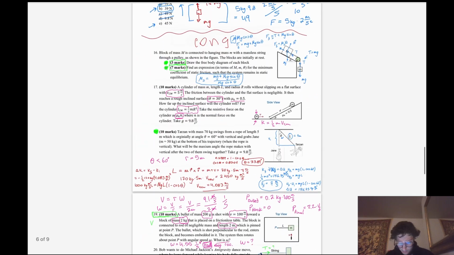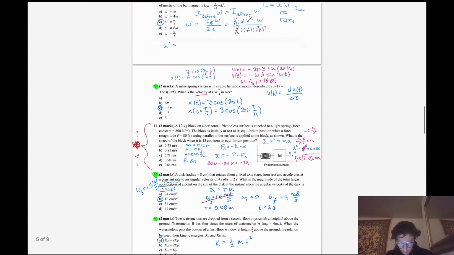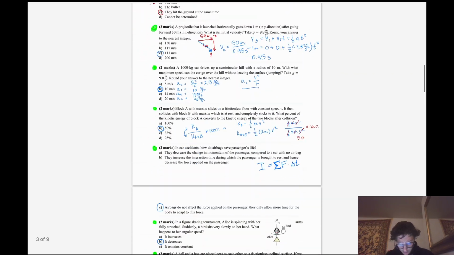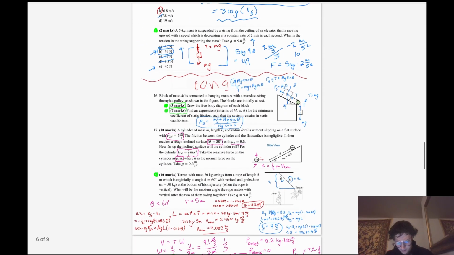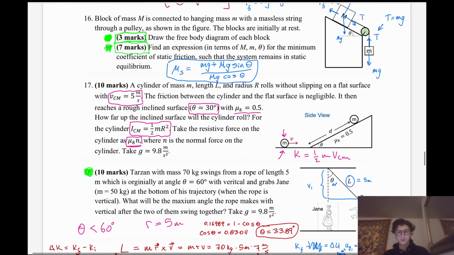So that leaves us with the Michael Jackson, the ball, and this bastard spring problem, bro. I don't like this one. Alright, let's take a look at this. How are we doing on time? 2 hours, 3 minutes. A cylinder of mass m, length L, radius r rolls without slipping on a flat surface. VCM 5. Friction between this. Man, I'm almost losing energy here. And then reaches a rough inclined surface.